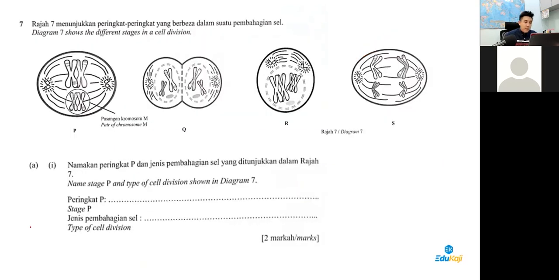Guys, question 7. Stage P is obviously metaphase 1. I always call this the dating phase. The type is meiosis 1. You cannot write meiosis 2. Guys, you can write meiosis 1 or you can just write meiosis, but you cannot write meiosis 2, because meiosis 2 is completely different. The diagram is completely different. I will reject meiosis 2.